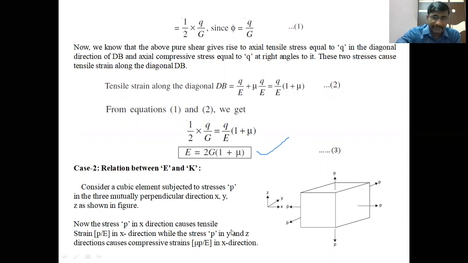In this session, we are going to derive the relation between E and K, that is Young's modulus and bulk modulus. Young's modulus is the ratio of linear stress to the linear strain. Bulk modulus is the ratio of direct stress to the volumetric strain. Let us consider a cube on which stresses act in all three perpendicular directions x, y, z. Small p is the stress here, capital P is the load.